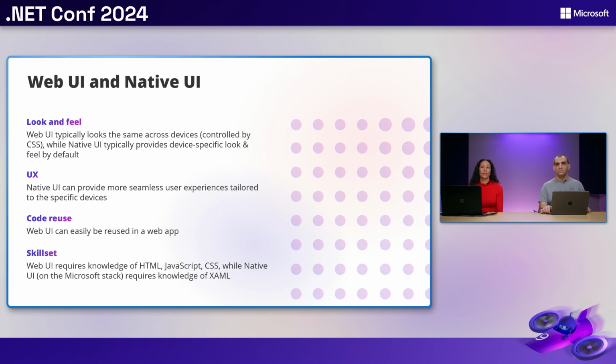But for web UI, code reuse is really one of the biggest benefits. You may already have existing web UI that you're using for a web application, and you want to use that in a native app. And then sometimes it really just comes down to the skill set. Web UI requires knowledge of HTML, JavaScript and CSS, while native UI, particularly on the Microsoft stack, requires knowledge of XAML. So it's just pick your poison.